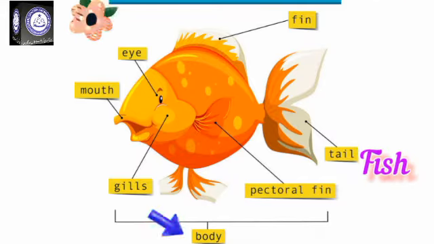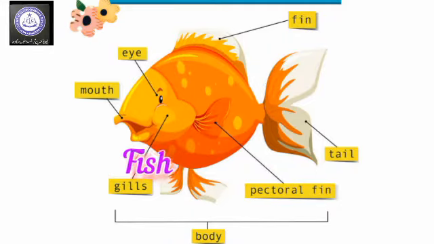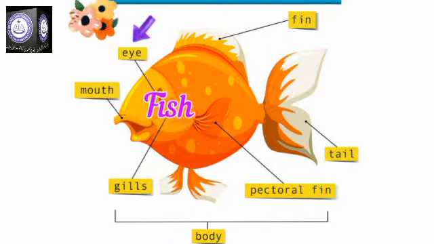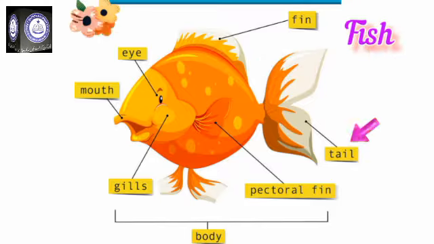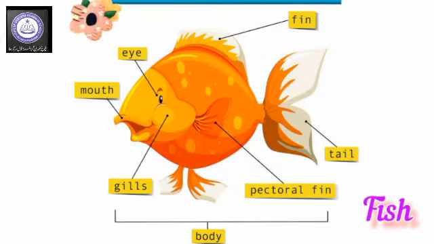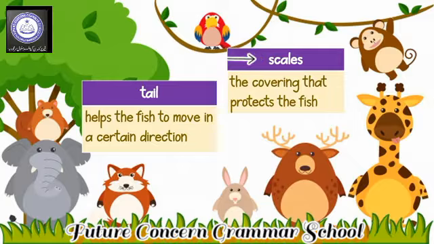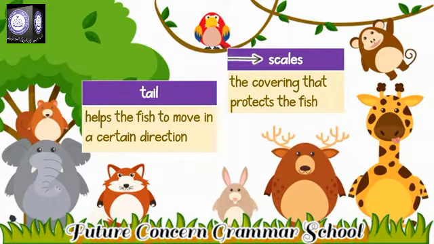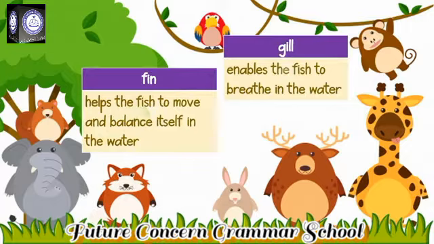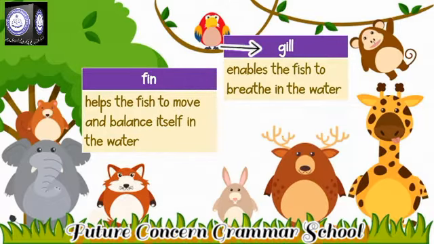Fish body parts: body, gills, mouth, eye, fin, tail, pectoral fin. Tail helps the fish to move in certain direction. Scales, the covering that protects the fish. Fin helps the fish to move and balance itself in the water. Gills enable the fish to breathe in the water.